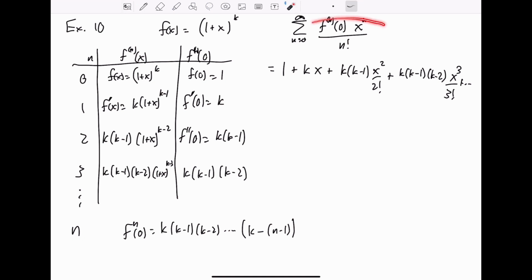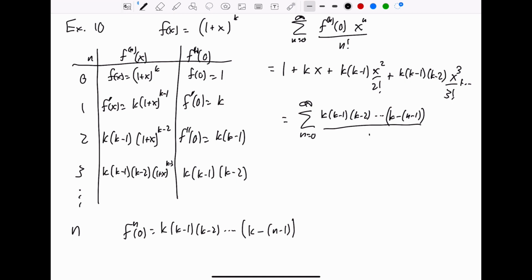Let's plug that into the Maclaurin series. We have the summation, n goes from 0 to infinity, of the nth derivative at 0. That's k times k minus 1 times k minus 2, all the way up until k minus n minus 1, divided by n factorial times x to the n. This shorthand form is a little bit better, but it's still kind of bulky because we have this expression here where we've got a whole bunch of stuff multiplied together.